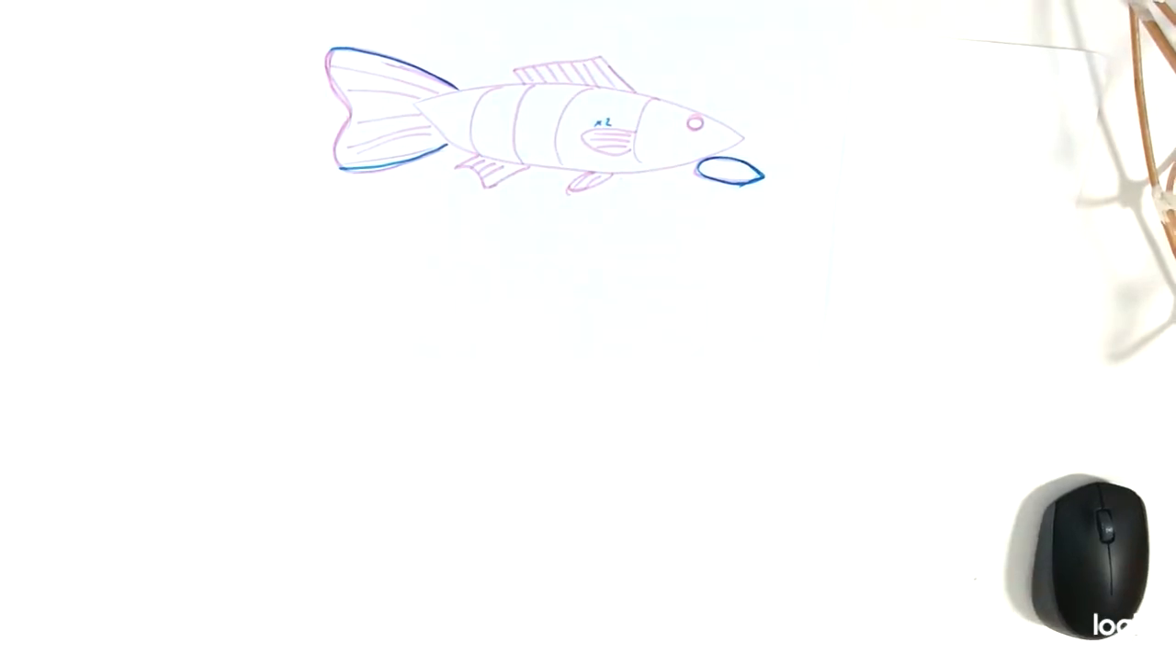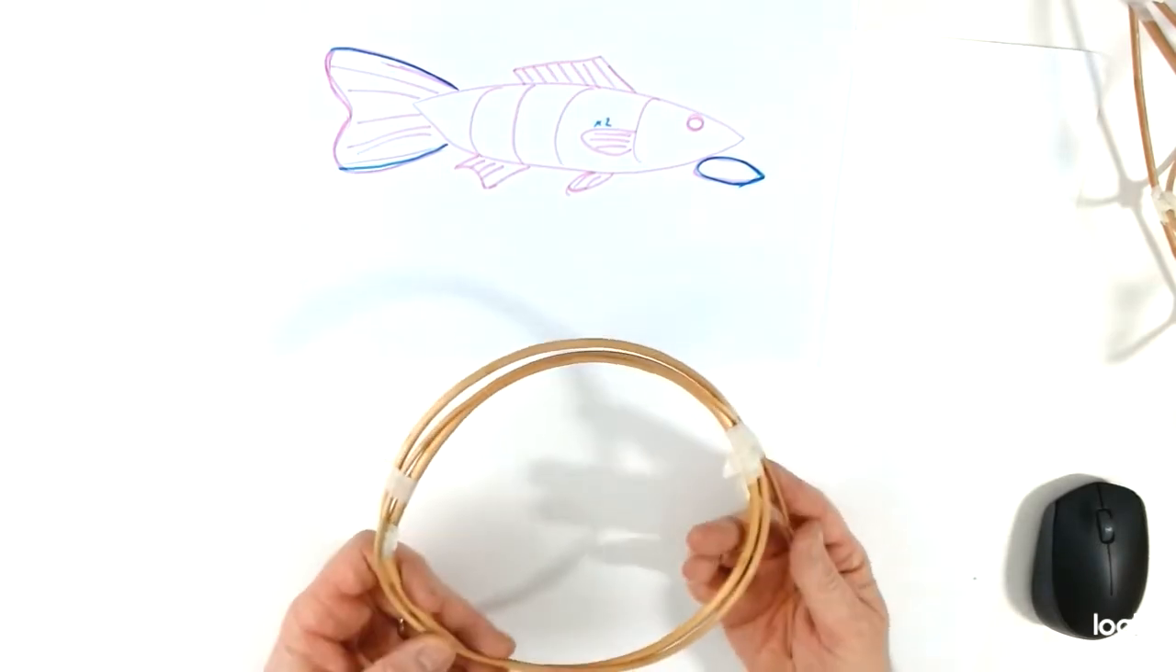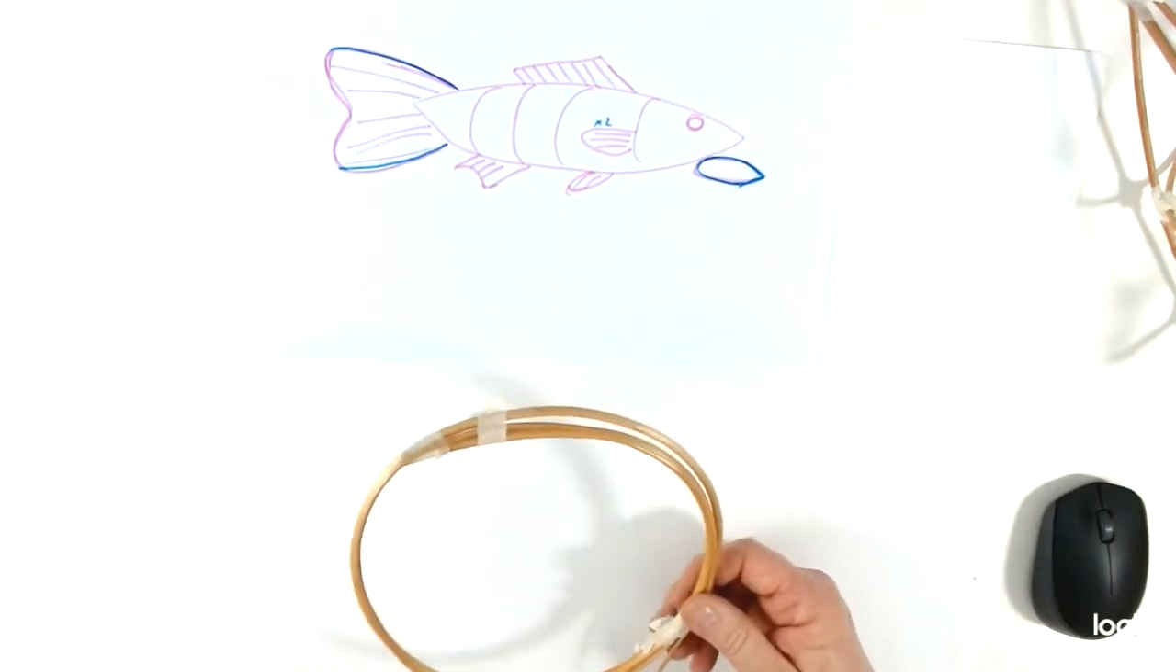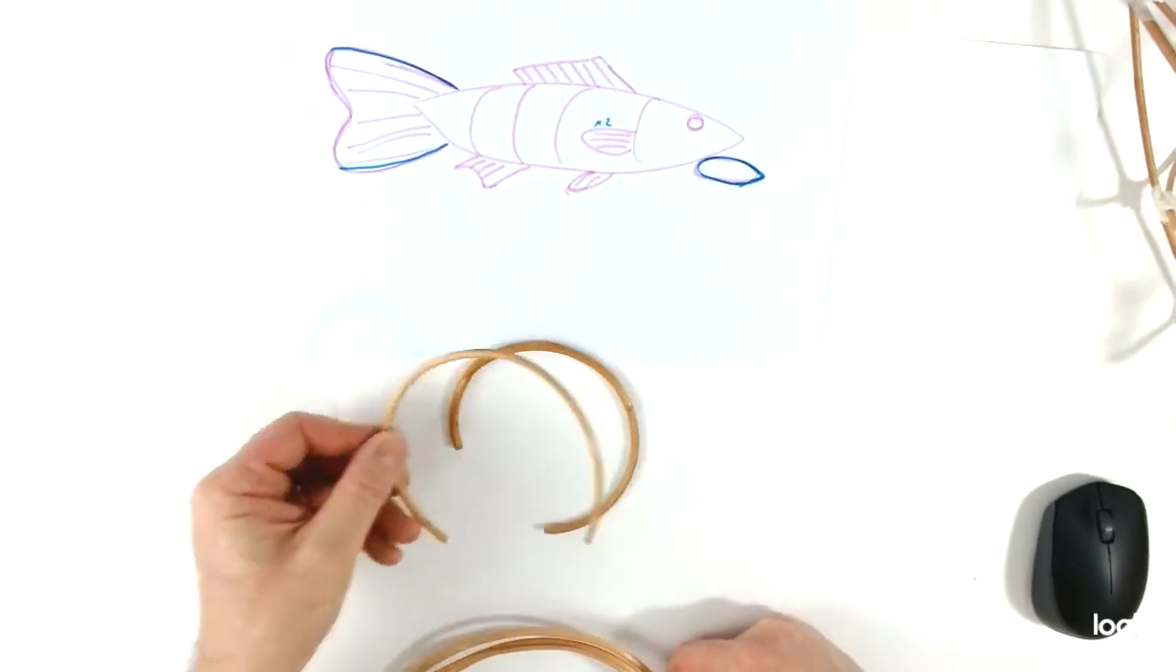Something else you can do if you just want curves is you can create rings like this, and then when they're dry, cut them.